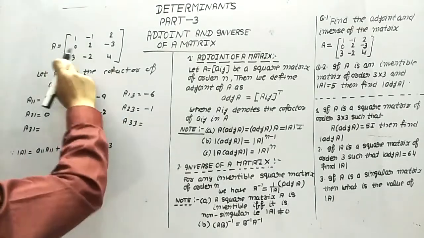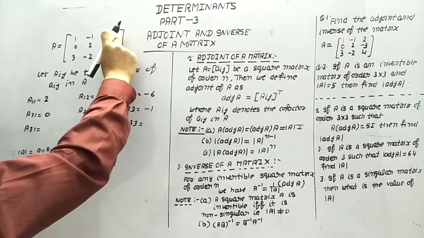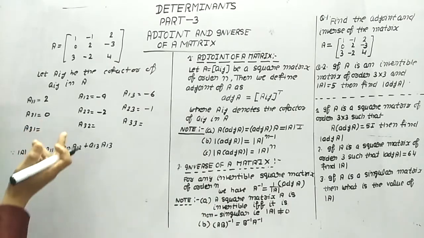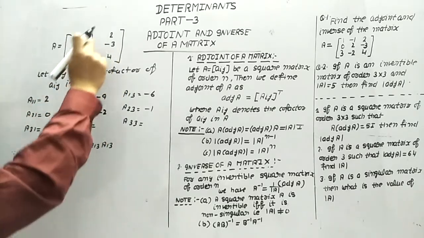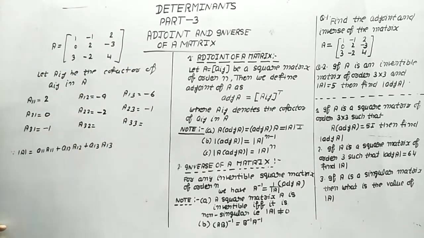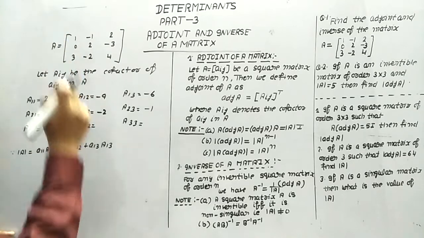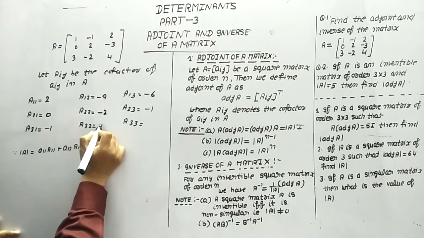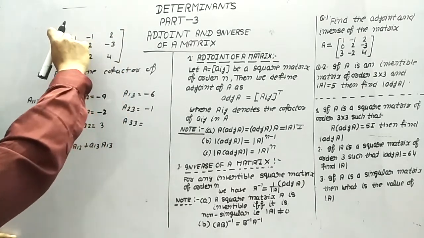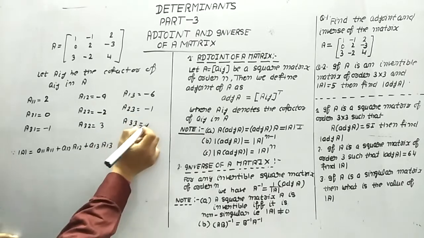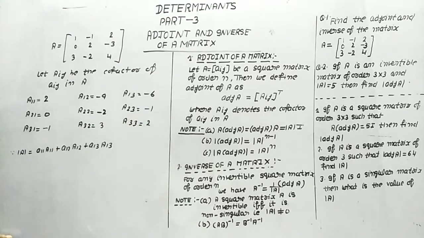Now A31, third row, first column: 3 minus 4 means minus 1, and the power is even, so it remains minus 1. Now A32, third row, second column: minus 3, and because of the sign, this becomes 3. Now A33, third row, third column: 2 minus 0, so this is 2.